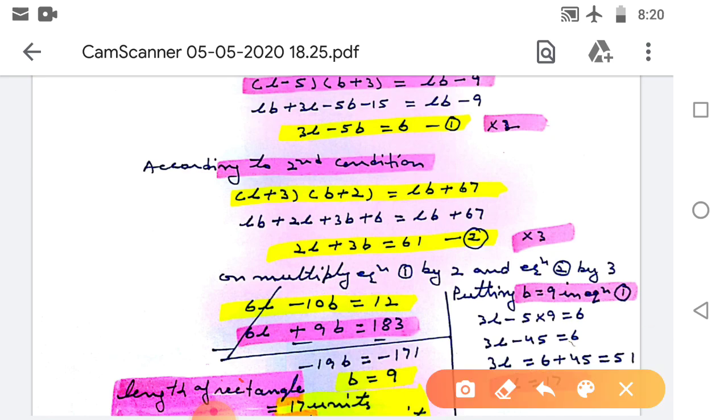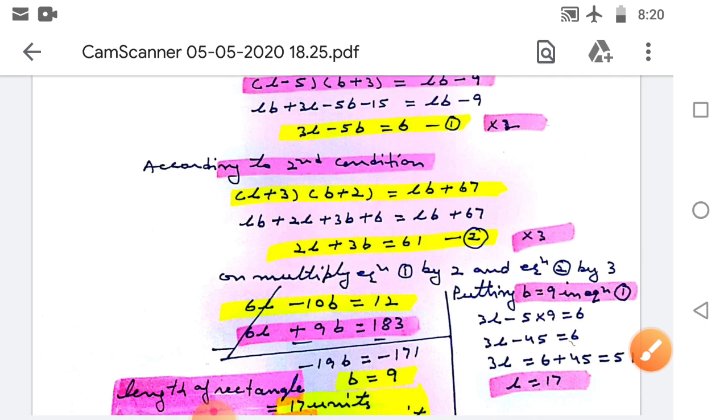So the length is 17 units, and the breadth is 9 units. So the length of the rectangle is 17 units and the breadth of the rectangle is 9 units, right?